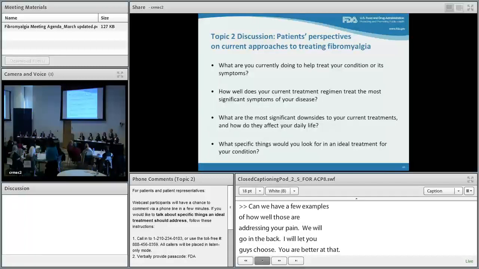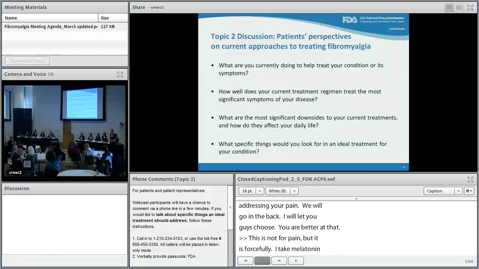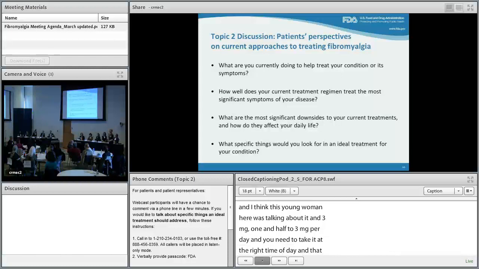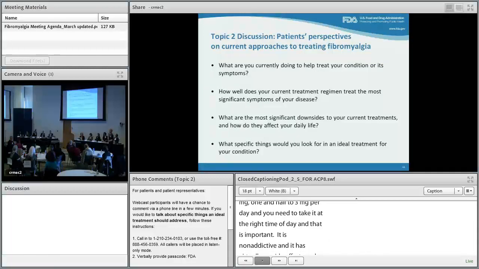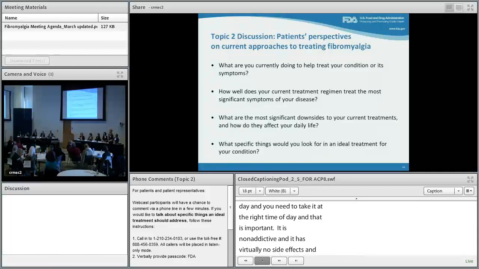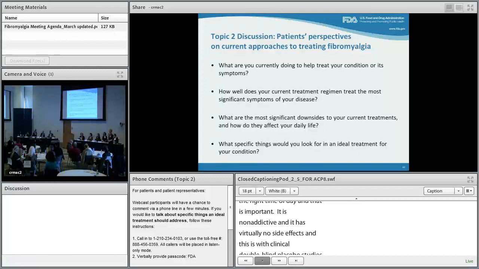Well, this is not for pain, but it's for sleep. I take melatonin, and I think this young woman over here was talking about it. 1.5 to 3 milligrams per day, and you need to take it at the right time of day, and that's important. It's non-addictive. It really has virtually no side effects, and this is with clinical double-blind placebo studies.